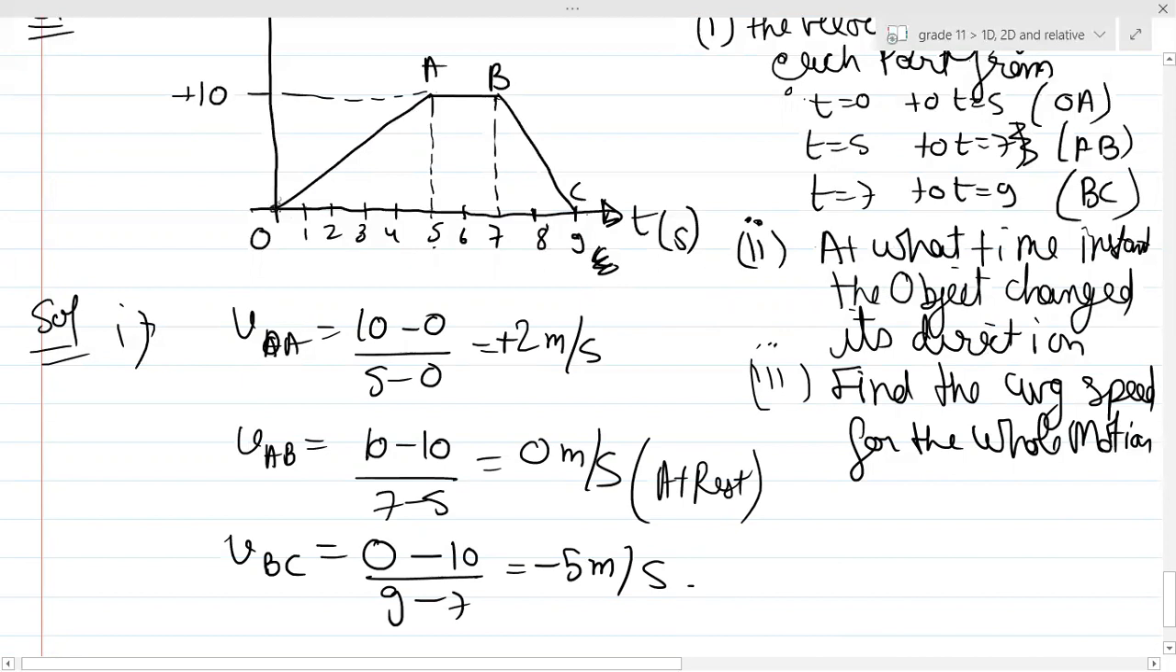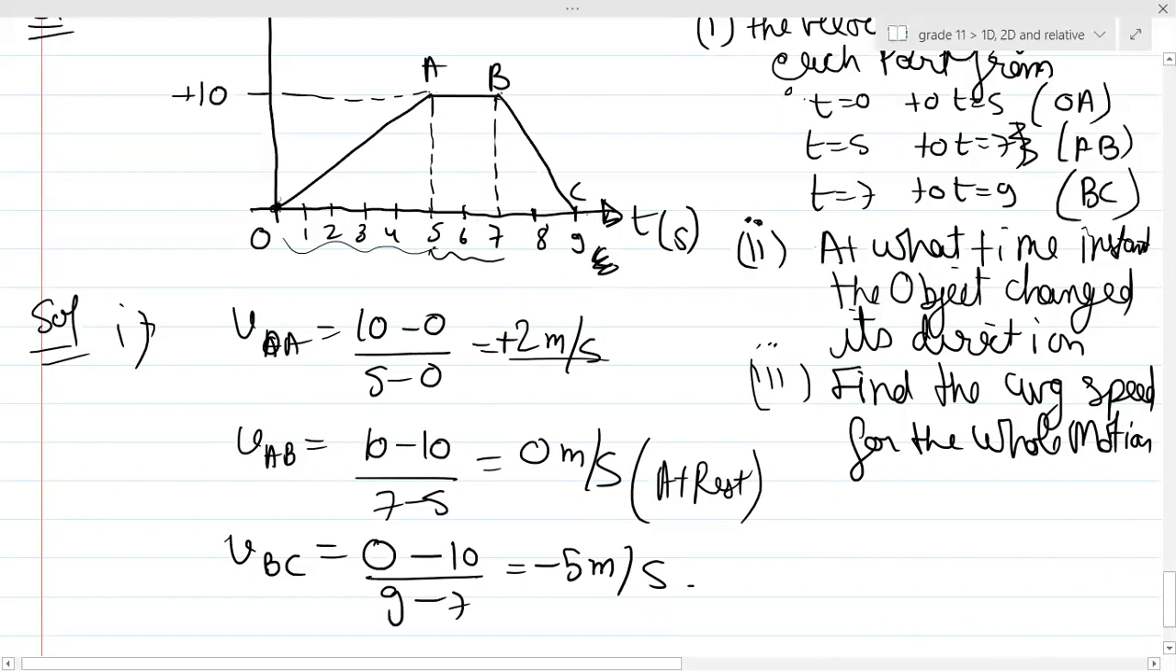The object starts from origin and then starts moving towards the positive x-axis, the positive direction, with a velocity of 2 meter per second. For how many seconds? For 5 seconds. Then it reaches x equals to plus 10. After that, it remains at x equals to plus 10 for how many seconds? For 2 seconds at rest. So it is not changing its position. So it remains at rest at x equals to plus 10.